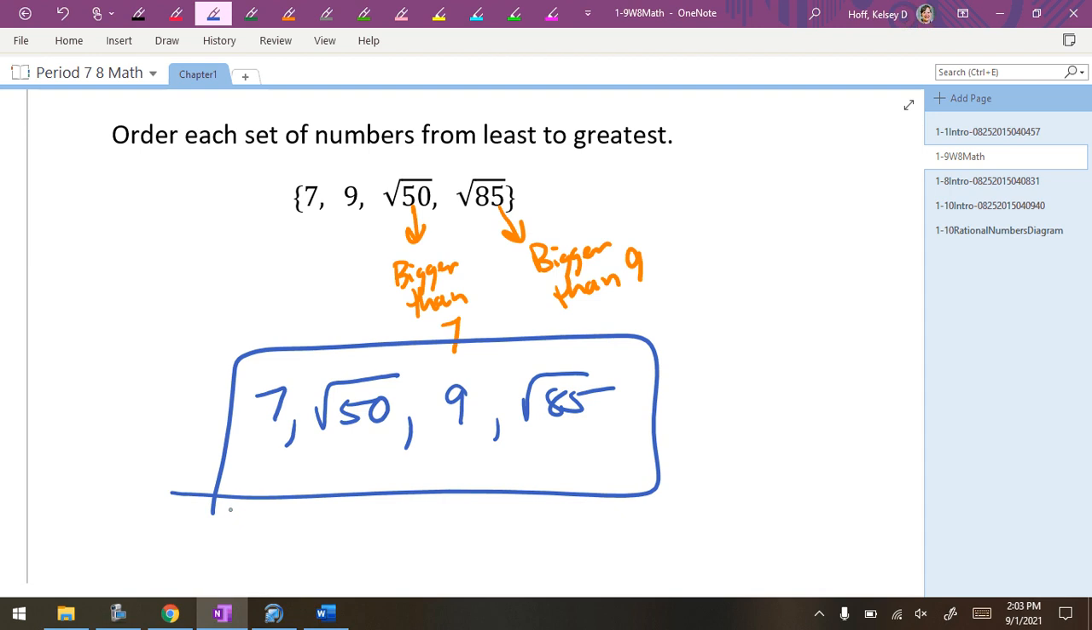Make sure you use the original format that they gave you. You're giving me an estimation. I don't care if this is 7.1 or 7.2. I just know that it's bigger than this 7, but it's smaller than 9. Okay?